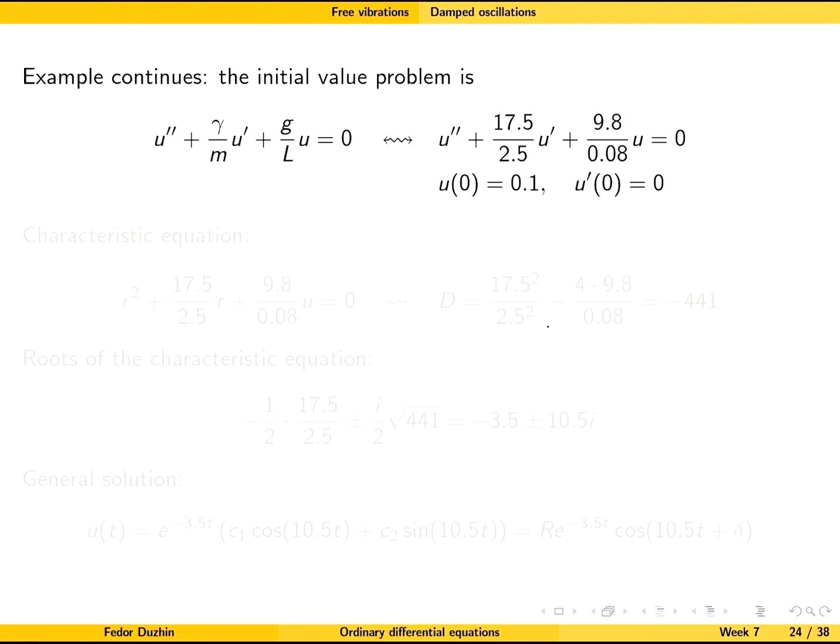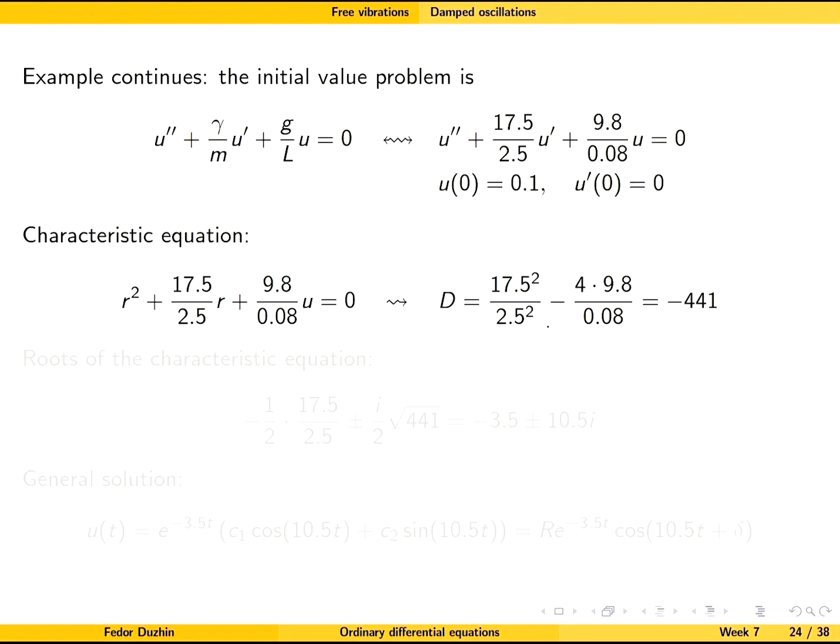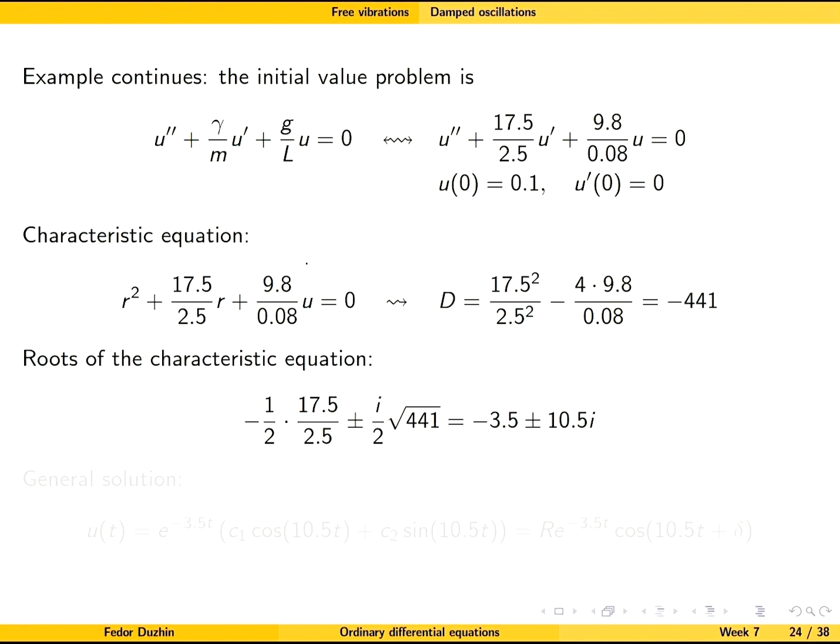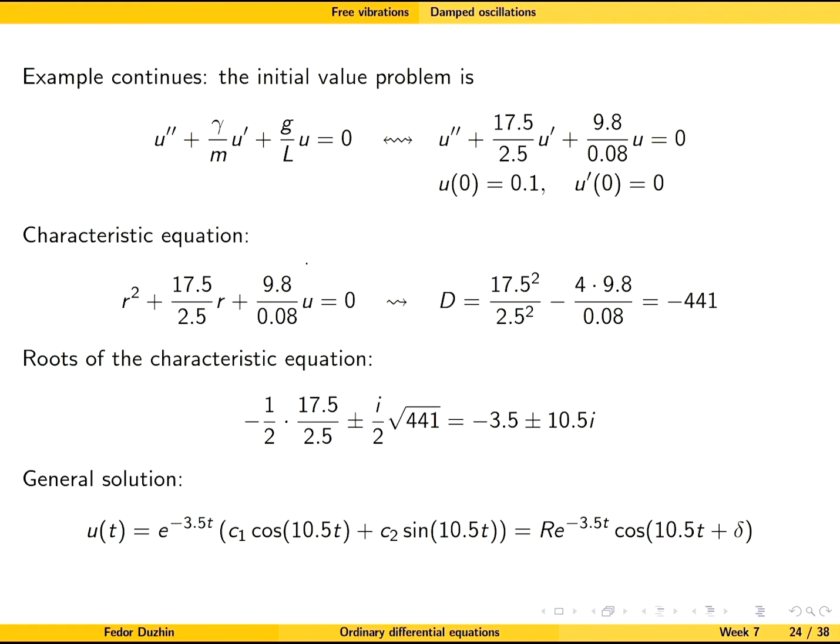Then you write down the characteristic equation. Sorry, there is a typo. I'm going to fix it in the printable slides. Okay, so then we can continue. We find the discriminant. Then we can find the roots of the characteristic equation, and then we can find the general solution. So this is the general solution. Alternatively, we can write it like this, using the R formula.